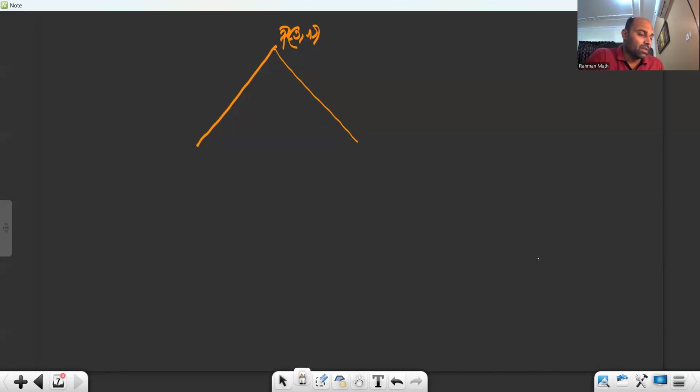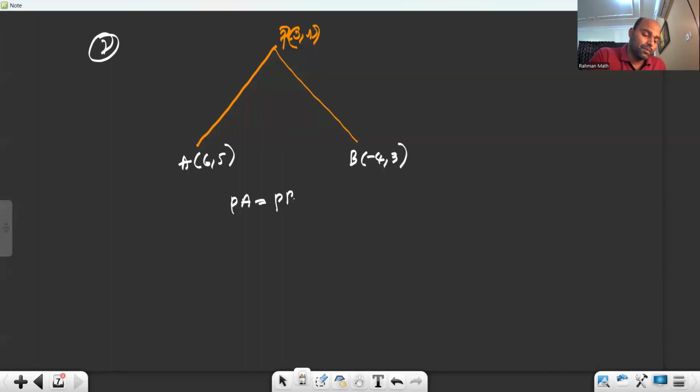This is question number seven. You try, I told you already, then update me the answer. B is (-4, 3). Given that PA equals PB, equidistant. Please try.